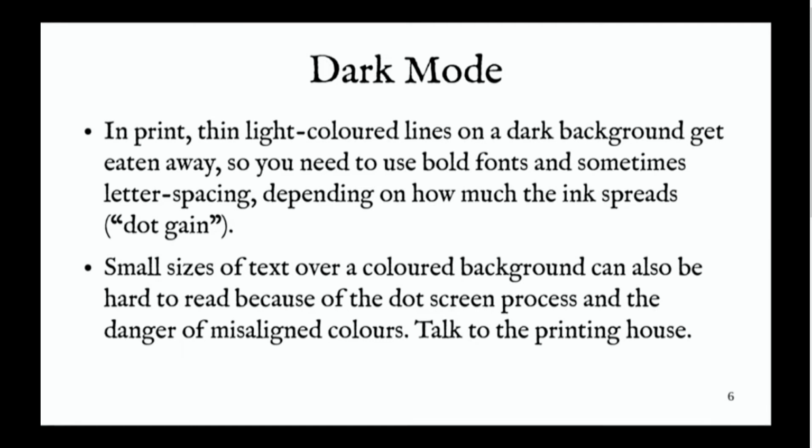Small sizes of text over a coloured background can also be hard to read, or even a grey background. Because of the dot screen process, you can't print grey, you have to print lots of dots, and those dots introduce a high frequency component that interacts with the typeface. And if colours are misaligned, which a registration problem is fairly common in a lot of printing technologies, then your thin text might have little bits of yellow fringing or red, cyan or magenta fringing, and that can make it very distracting to read. Again, talk to the printing house. They know.